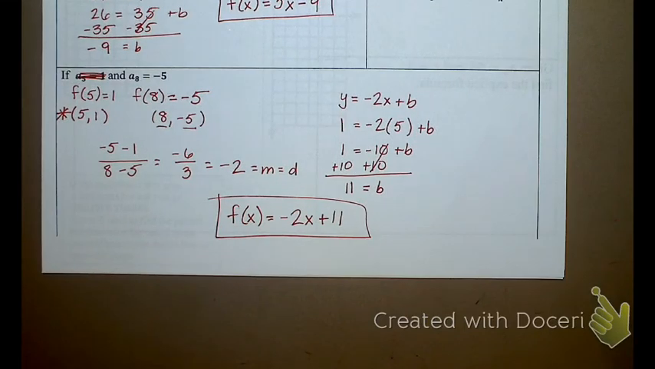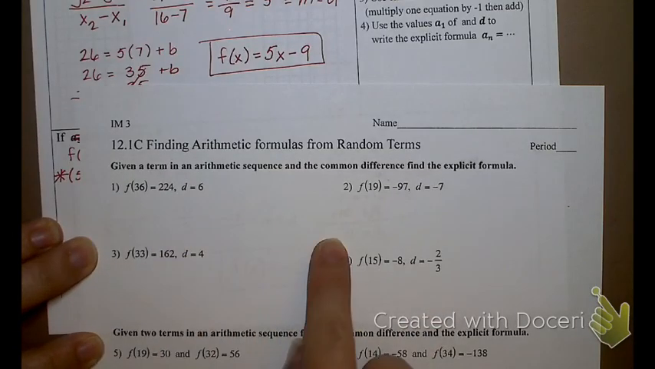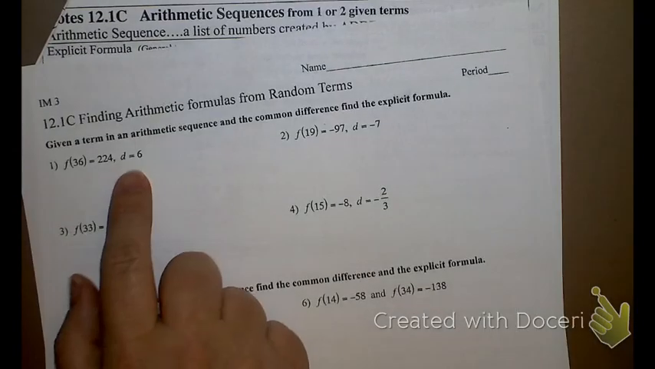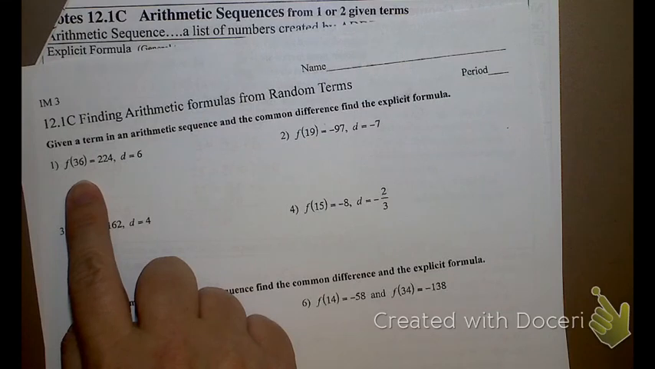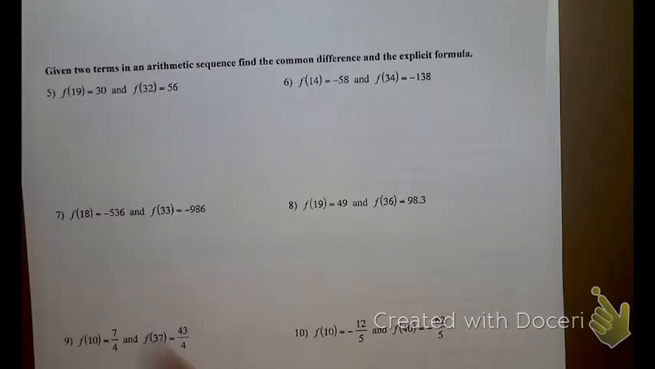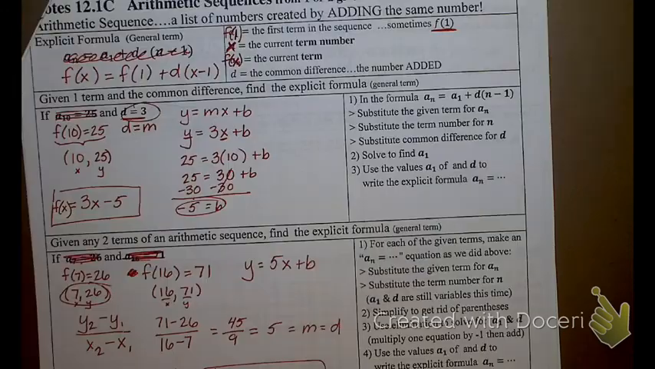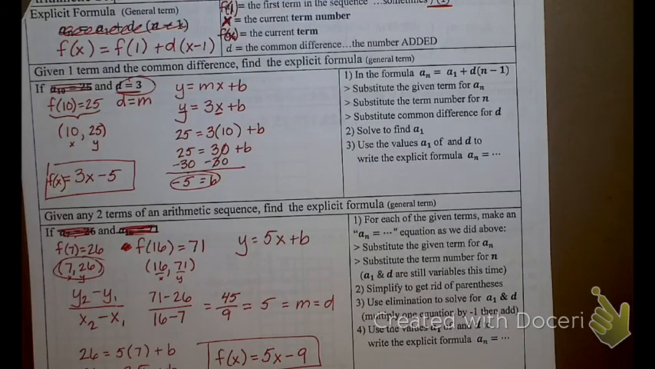Easy peasy? All right. That is what your homework is. Let me just show it to you really quick. Your homework is 10 questions. These first 4 questions are like the first example I did, where I give you the d value and I give you a point. The 6 after that are where I give you 2 points and you have to go from there. Okay? So just 10 questions, not too bad. All right, happy studying.